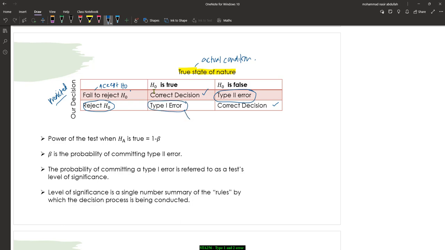Type 1 error is normally known as alpha, and type 2 error is commonly known as beta. The symbol for type 2 error is beta, the symbol for type 1 error is alpha, right? The complement of beta is the power of the test. Power of the test is 1 minus beta.